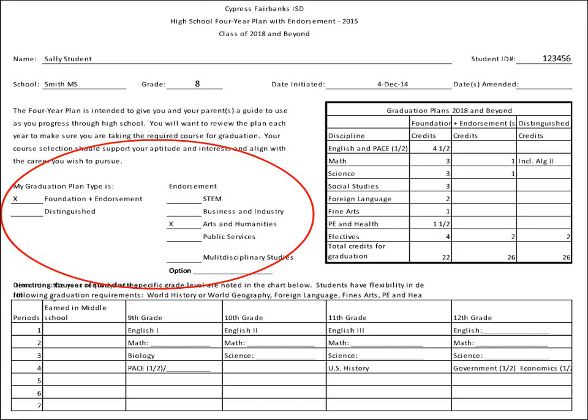Right now, take a look at the section that says My Graduation Plan Type Is and the Endorsement section. Take a few moments to mark your intended graduation plan, the endorsement, and which option you're choosing for that particular endorsement. That's going to help us as we plan particular classes.